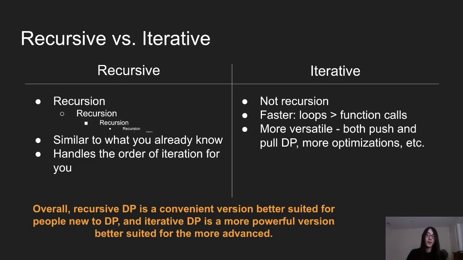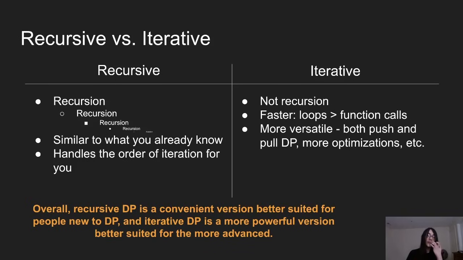So for some problems, iterative DP can be over 5 times faster. I've done those measurements. But usually it's very simple problems, and usually time limit won't be an issue until you get to later problems, but it's good to know that iterative will probably be faster. And it's also more versatile. For example, you can do both push and pull DP with iterative, but you can only do pull with recursive. And there are certain optimizations of DP that can only be done with iterative, though those are mostly beyond the scope of this video. And that's mostly it for comparison.